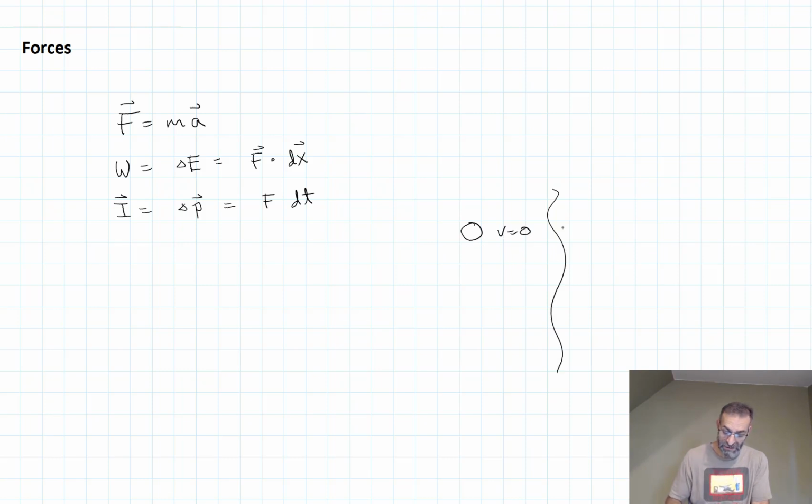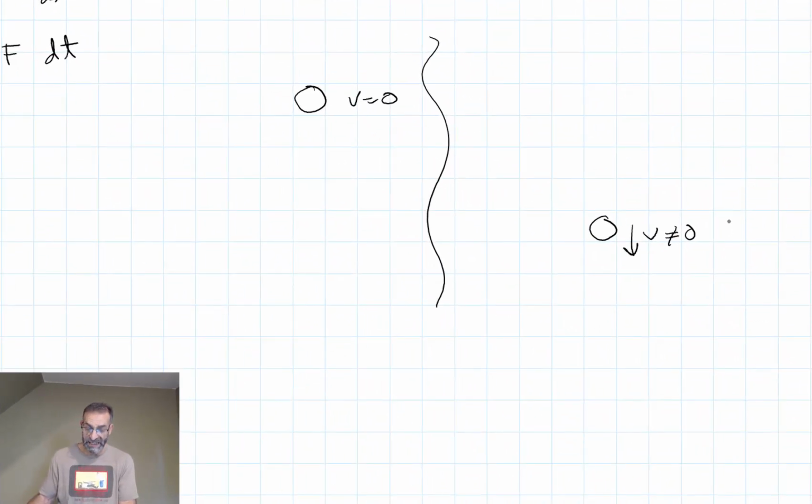It starts out at v equals 0 when we let go of it. And at some later time, it's moving at some high speed, right? It moves faster and faster and faster as it falls. And then it hits the ground and comes to rest again. So its momentum is clearly not the same. Something is changing the momentum.